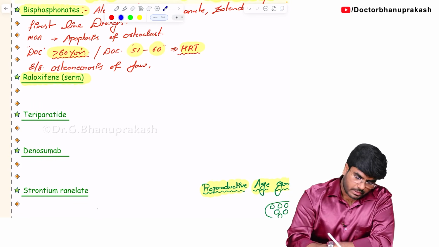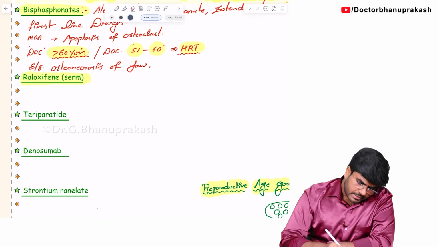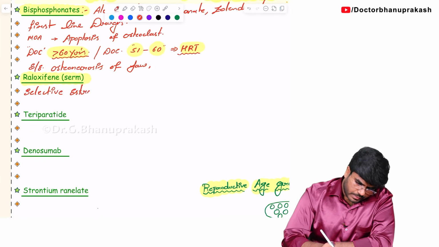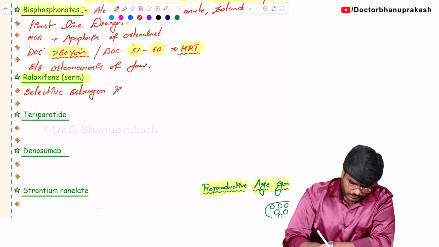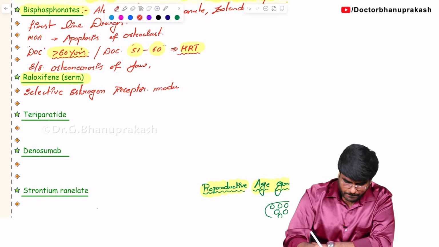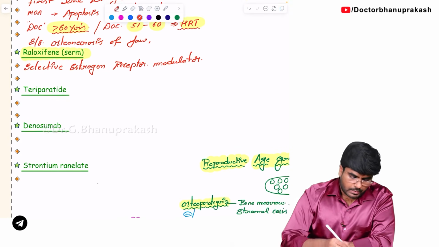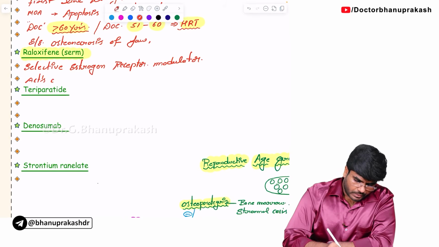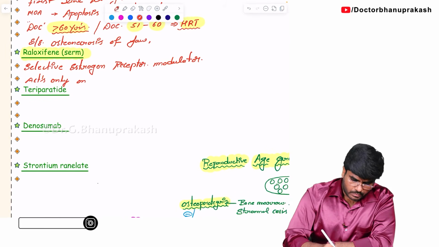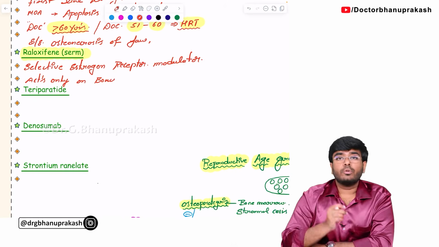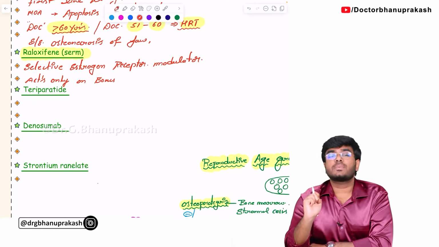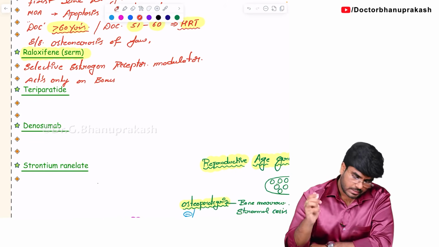Now, what is the mechanism of action, guys? Raloxifene is a selective estrogen receptor modulator. Okay, a selective estrogen receptor modulator acts only on bones. It's going to act as an agonist, meaning stimulatory, an agonist on the bones.